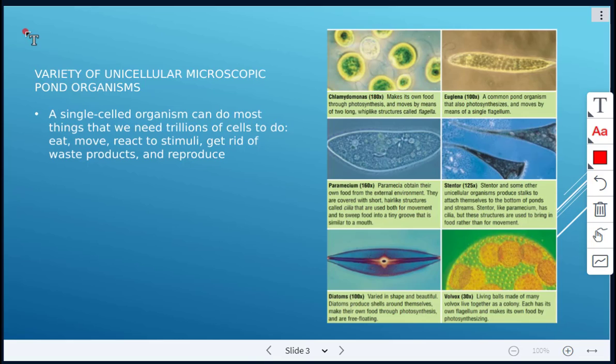All right, here we're just looking at a variety of unicellular microscopic pond organisms. Again, a single-celled organism can do most things that we, as multicellular organisms, need trillions of cells to do. They're able to eat, move, react to stimuli, get rid of waste products, and reproduce. These are just some examples here: the Chlamydomonas, the Euglena, a paramecium, Stentor, the diatoms, and Volvox.